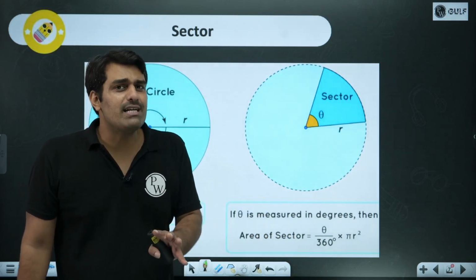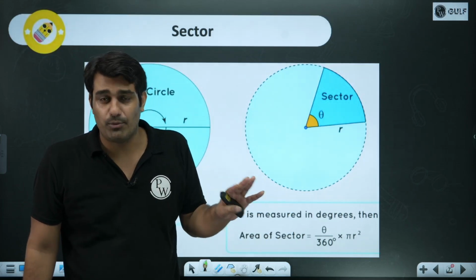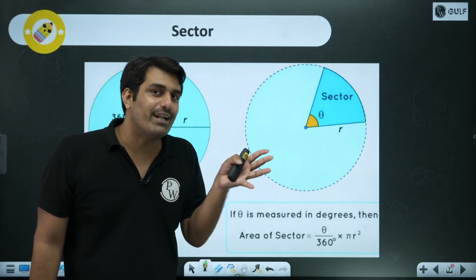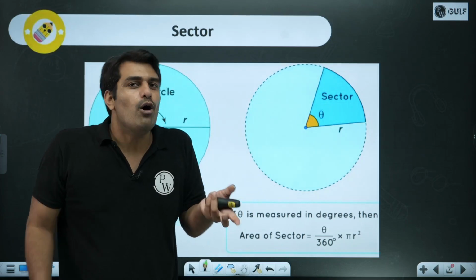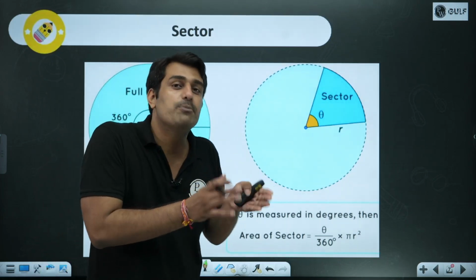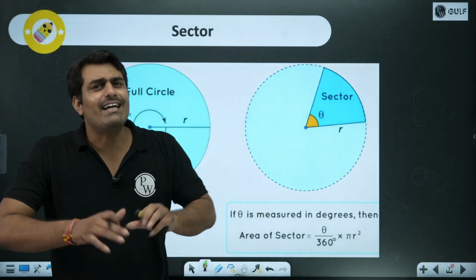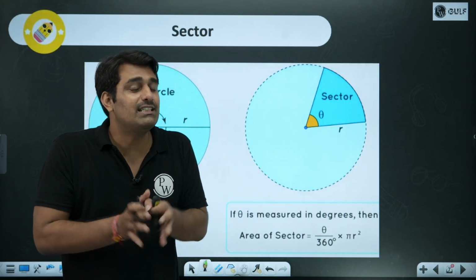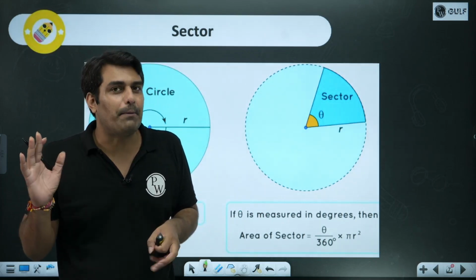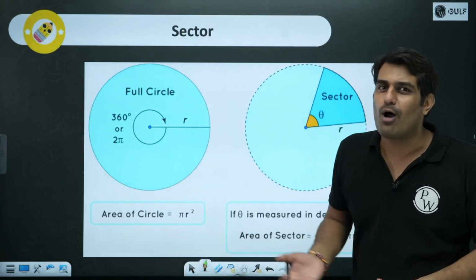And to be very honest, if you have noted it down, well and good. Even if you haven't noted it down, no need to mug it up. If you understand what exactly a sector is, then automatically you will remember that you have to multiply the area of the circle with the portion, how much portion we are talking about, and that is theta by 360 degree. And that is all we have in the sector. It's a very simple and a very crisp chapter. Initially we learn the formula and then we proceed with practice problems.